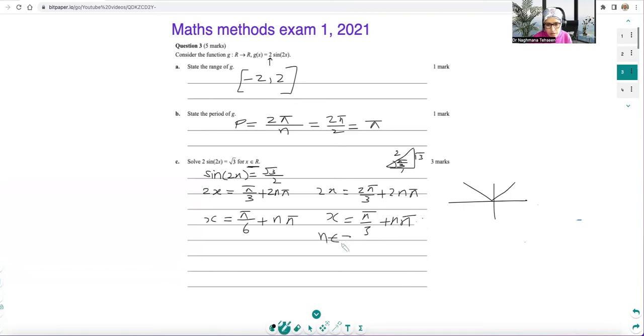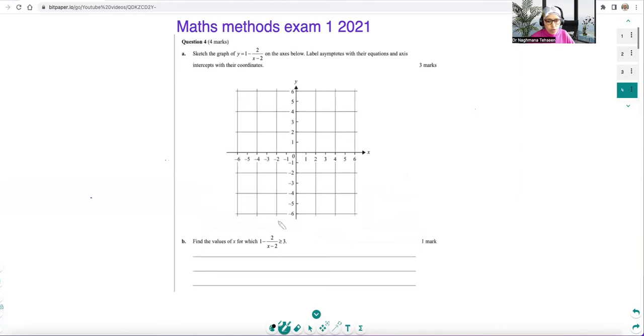So n is an integer. That will give us the general solution for this one: pi over 6 plus n pi, pi over 3 plus n pi. So that should be sufficient for this question. It's 3 marks. So let's look at question number 4.